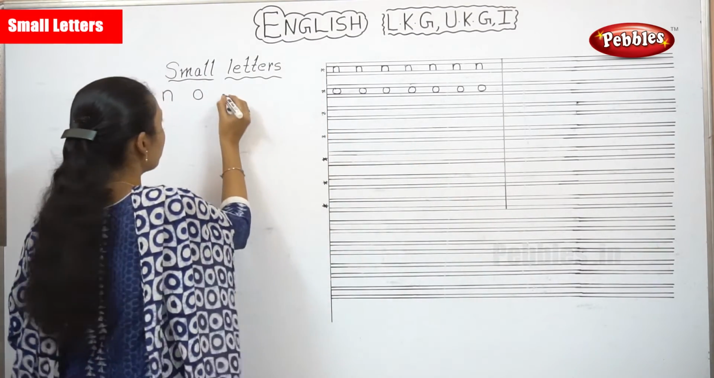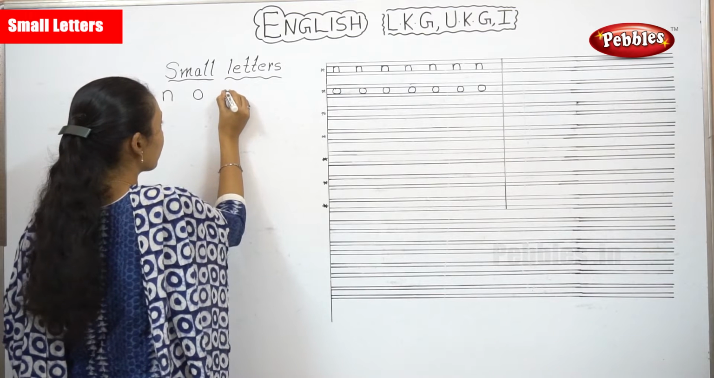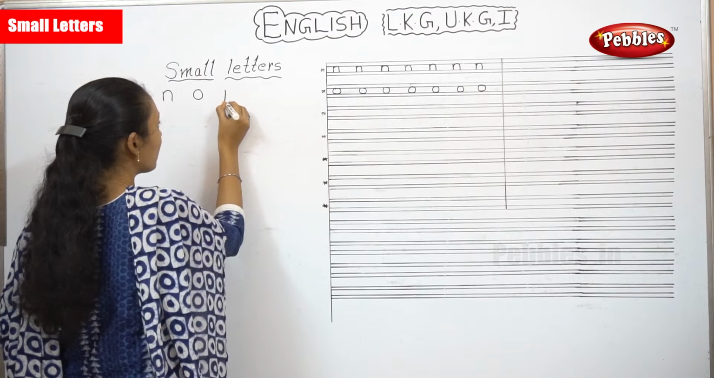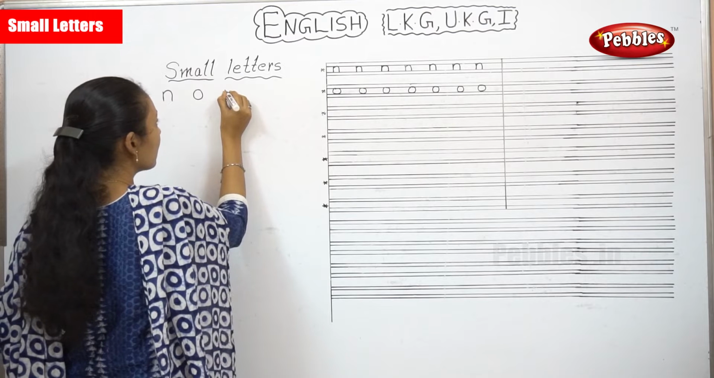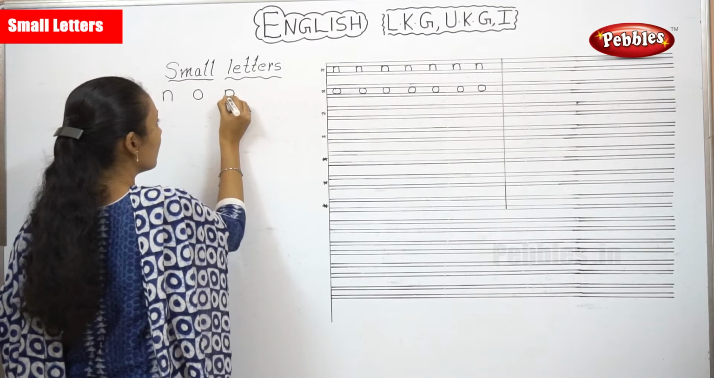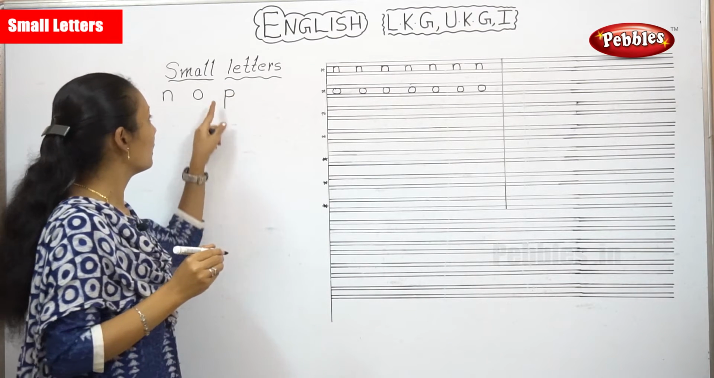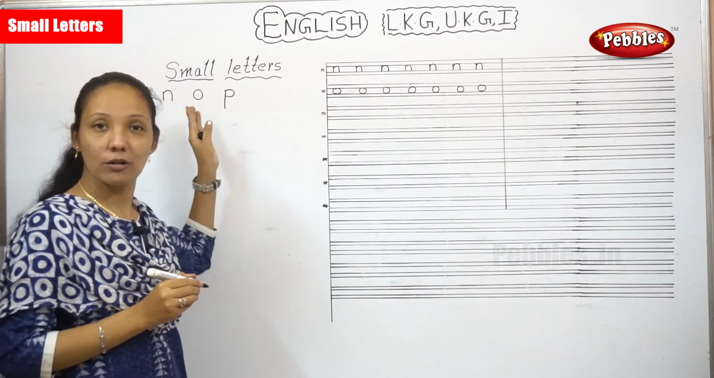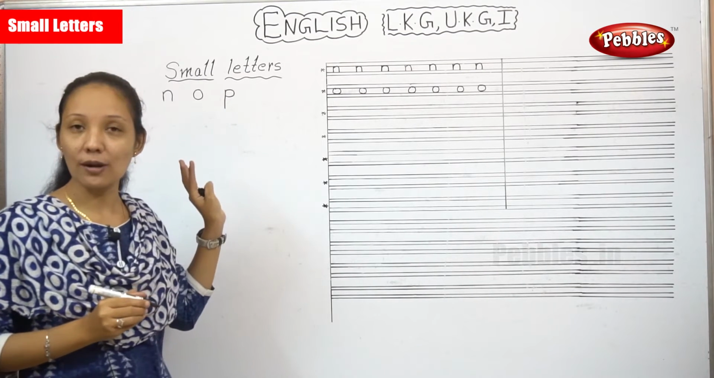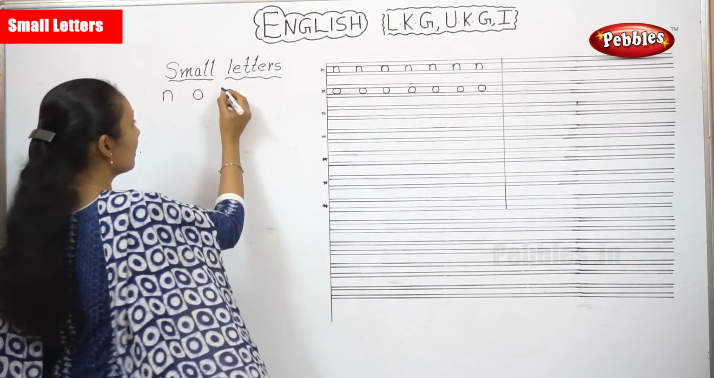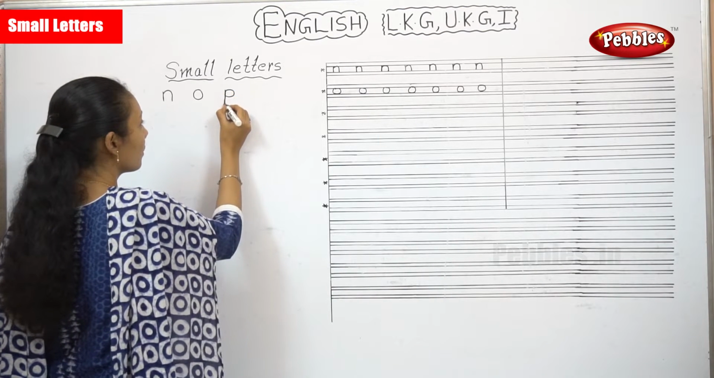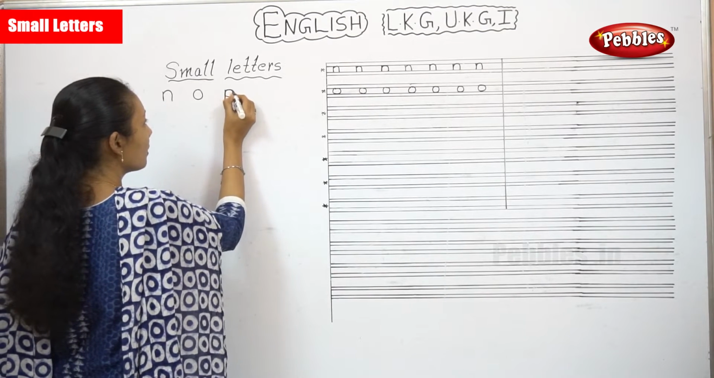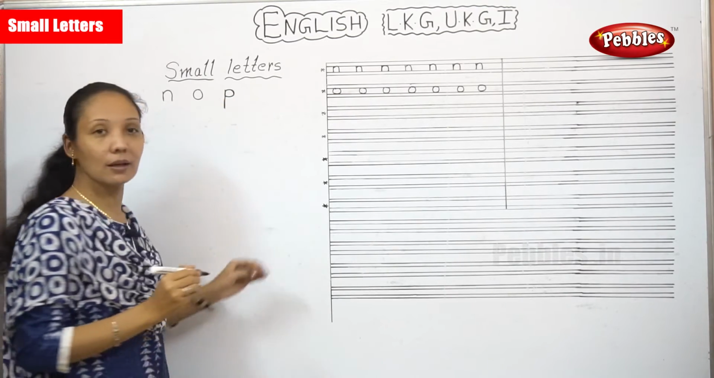Your next alphabet is P. That is a straight line down and a curve. P, a right curve. A straight line and your right curve. This is small letter P. Again, a straight line and a small right curve. You will get your small letter P.